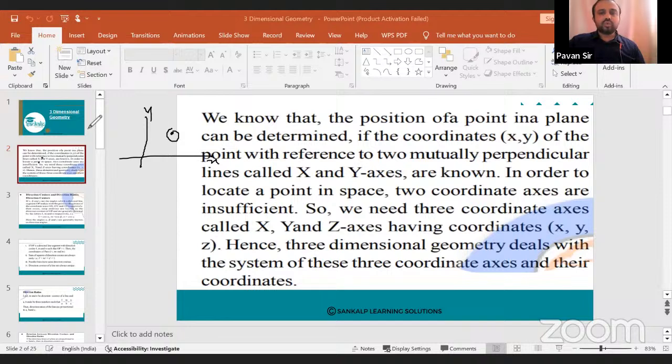The position of the point is given with reference to two mutually perpendicular lines, that is called the x and y axis. In order to locate a point in space, two coordinate axes are insufficient. Why? Because in the Cartesian plane it is always two-dimensional, that is, one dimension is the y axis and another is the x axis. But when it is considered as space, another axis will come, that is the z axis, having the coordinates x, y and z. So three dimensions means it is based on three axes.